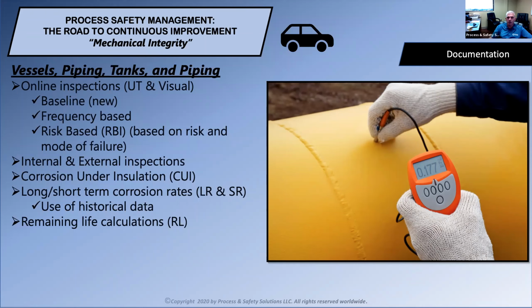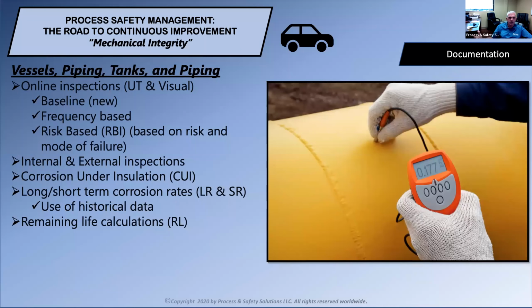Certainly, you can use the historical data that you've obtained to determine the corrosion rates, assuming that it's the same material itself. A lot of times, online inspections, UTs, for piping, vessels, and tanks are frequency-based. So many years we need to do inspections and tests. Or they can be risk-based and based on the risk and modes of failure. Again, it's important to understand that those modes of failure are going to be different for every industry. You also have internal inspections. So you may have vessels and tanks that require internal inspections, and they do if you're following RAGAGEP, as well as external visual inspections that must be done.